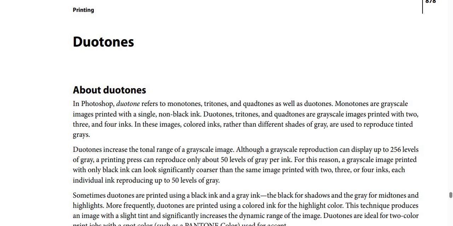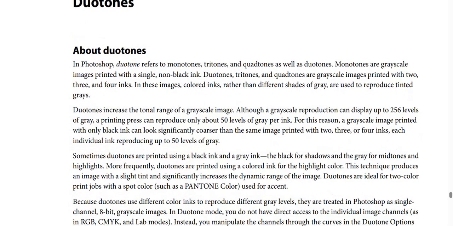In these images, colored inks rather than different shades of gray are used to reproduce tinted grays. The tones increase the tonal range of a grayscale image. A grayscale reproduction can display up to 256 levels of gray, and a printing press can reproduce only about 50 levels of gray per ink. For this reason, a grayscale image printed with only black ink can look significantly coarser than the same image printed with two, three, or four inks, each individual ink reproducing up to 50 levels of gray.